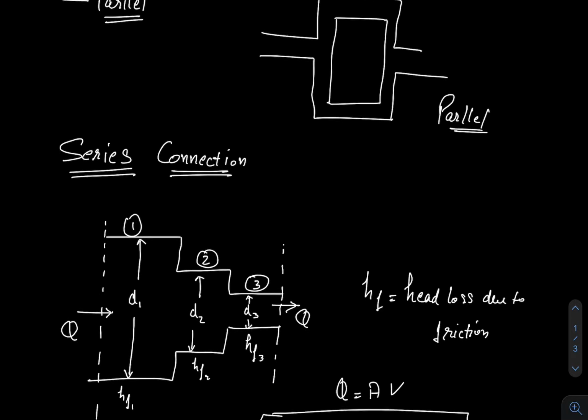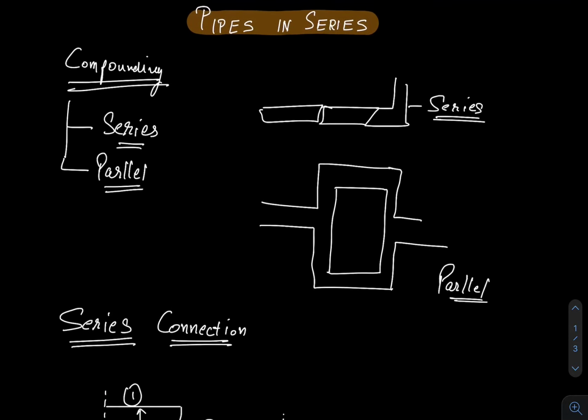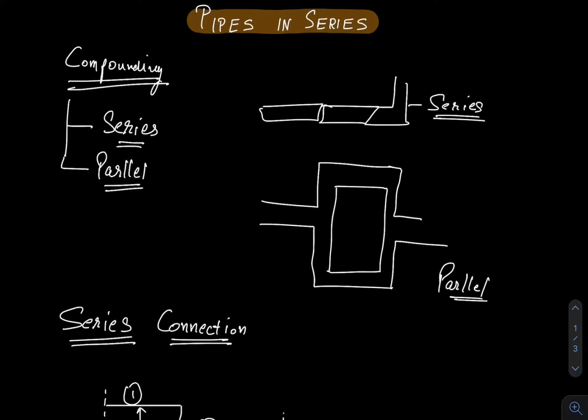As you know, we are currently studying the structure of pipes, that is, how to calculate the friction losses in a system of pipes. In the last class we discussed pipes in series. Now in this class we will study pipes connected in parallel. This is called compounding of pipes.